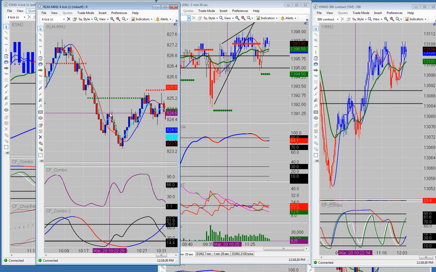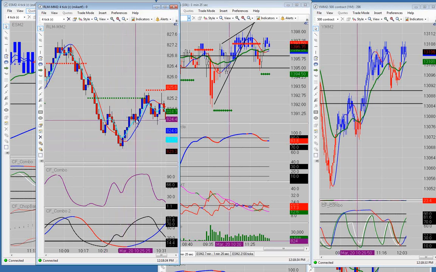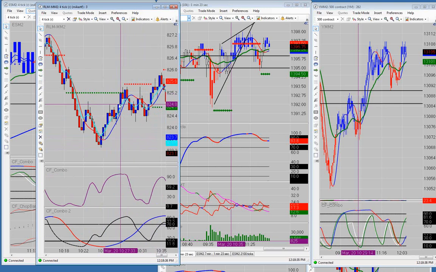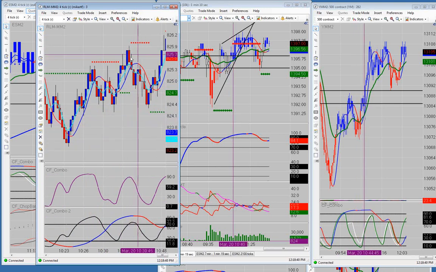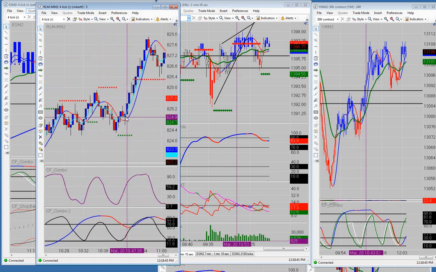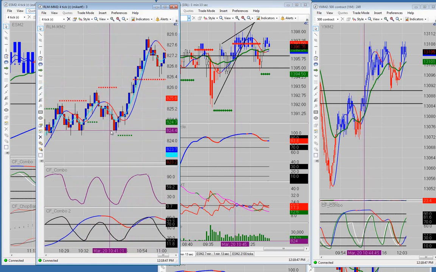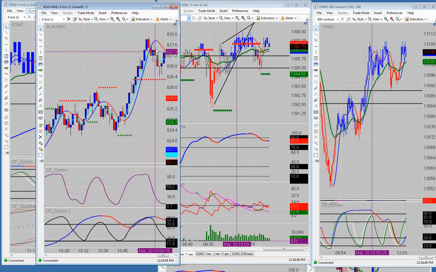Right here, everything turned up for the possible long. That failed, but it did it again, like a minute later. And you had the opportunity right there. So this is a trade setup that trades very frequently, trades a lot, as you can see. You're risking 8 ticks. You're going for 10.